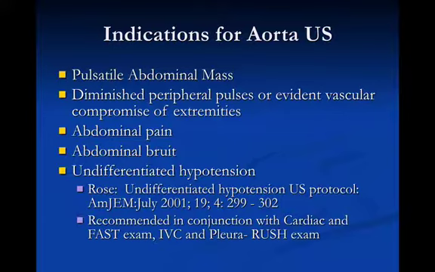Our indications for abdominal ultrasound to evaluate the aorta include a pulsatile abdominal mass, diminished peripheral pulses or evident vascular compromise of the extremities, which would indicate a dissection, abdominal pain, abdominal bruit, and part of the undifferentiated hypotension exam, which Rose first described in July of 2001. It's recommended in this exam in conjunction with cardiac and FAST exam, IVC, and pleura as part of the RUSH exam.